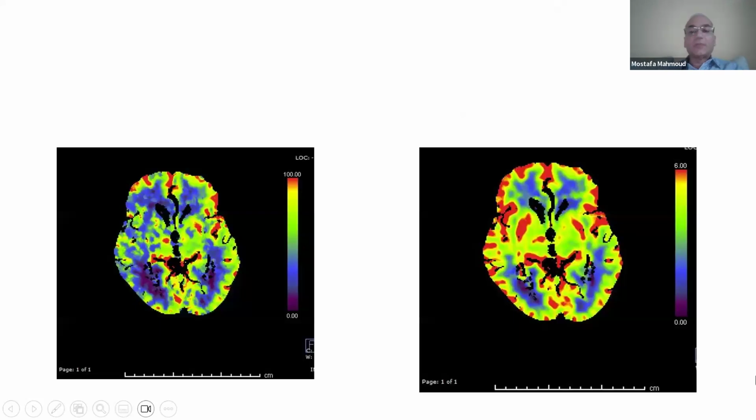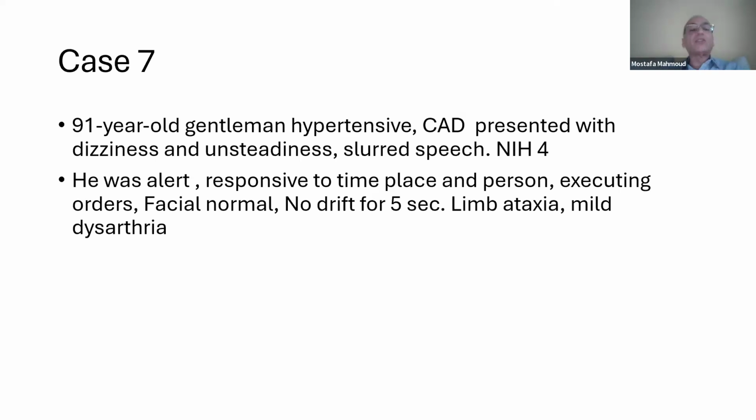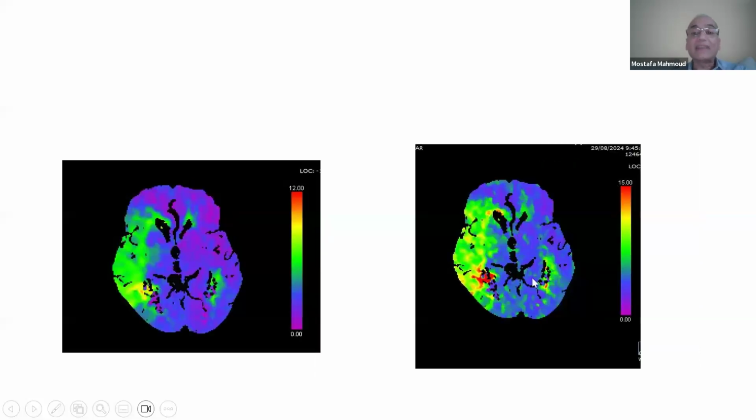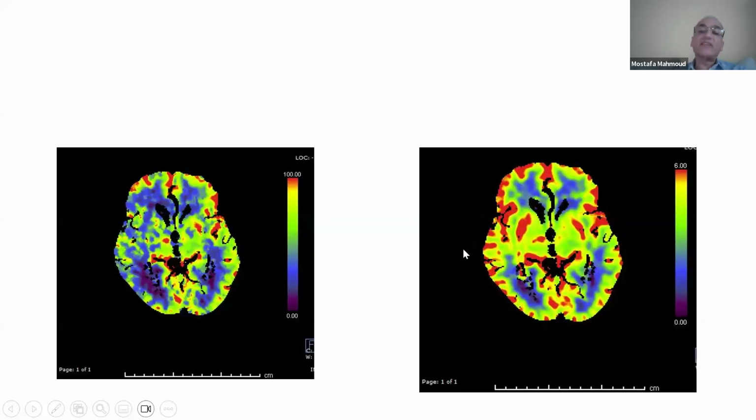For the sake of time, I will go further. 91-year-old gentleman, coronary artery disease. He was alert, responsive to time, place, NIH very low. And he has mild dysarthria. Here is the CTP, another very important tool. Look at the CBF, the CBV, and the Tmax. Look at the discrepancy between the Tmax and the CBF and CBV.